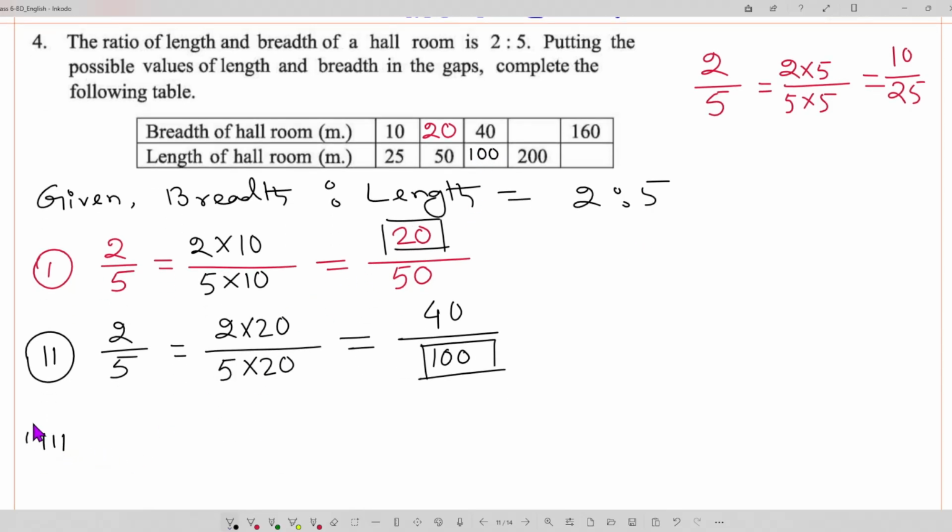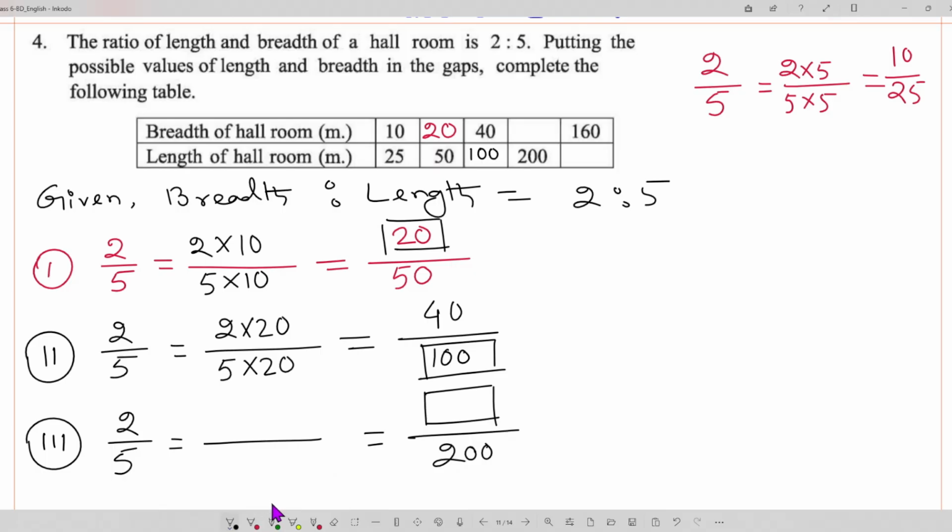Number 3, 2/5 equals this one, here is 200 and here we don't know. So 5 times 40 is 200, therefore 2 times 40 here will be 80. So our answer here is 80.